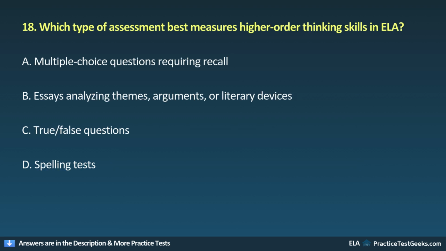18. Which type of assessment best measures higher order thinking skills in ELA? A. Multiple choice questions requiring recall. B. Essays analyzing themes, arguments, or literary devices. C. True-false questions. D. Spelling tests.